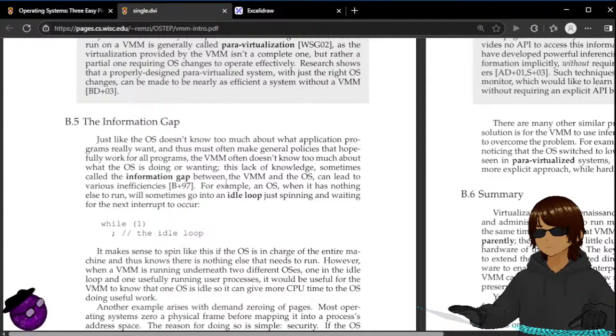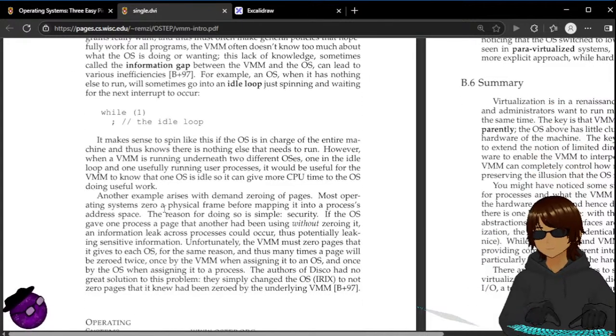For example, an OS, when it has nothing else to run, will sometimes go into an idle loop, just spinning and waiting for the next interrupt to occur. It makes sense to spin like this if the OS is in charge of the entire machine and thus knows that there is nothing else that needs to run. However, when a VMM is running underneath two different OSes, one idle and one usefully running user processes, it would be useful for the VMM to know that one OS is idle so it can give more CPU time to the OS doing useful work.